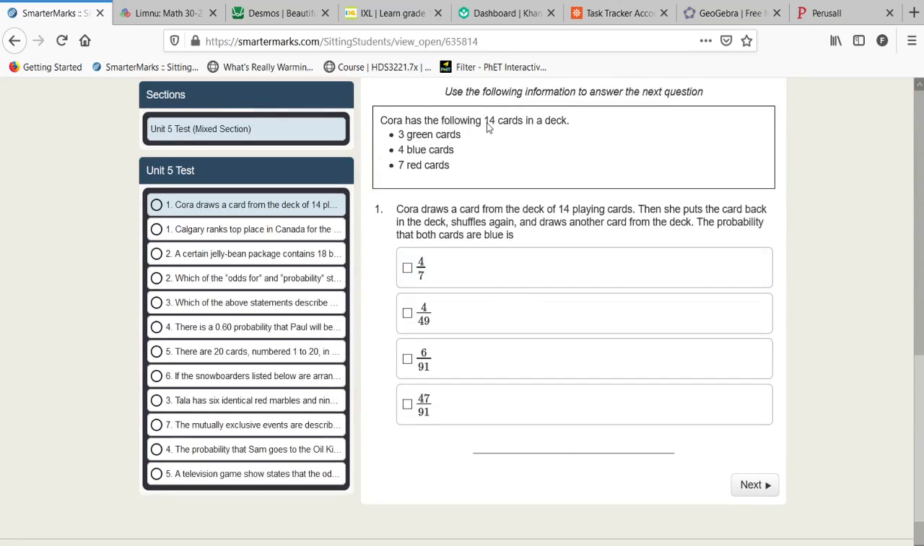So Cora has the following 14 cards in a deck: 3 green, 4 blue, 7 red. She draws a card from the deck of 14 playing cards. Then she puts the card back in the deck, shuffles again, and draws another card. What's the probability that both are blue? Because she is replacing them and shuffling, it's the same probability each time. We've got 4 out of 14 the first time and 4 out of 14 the second. That reduces to 2 out of 7.